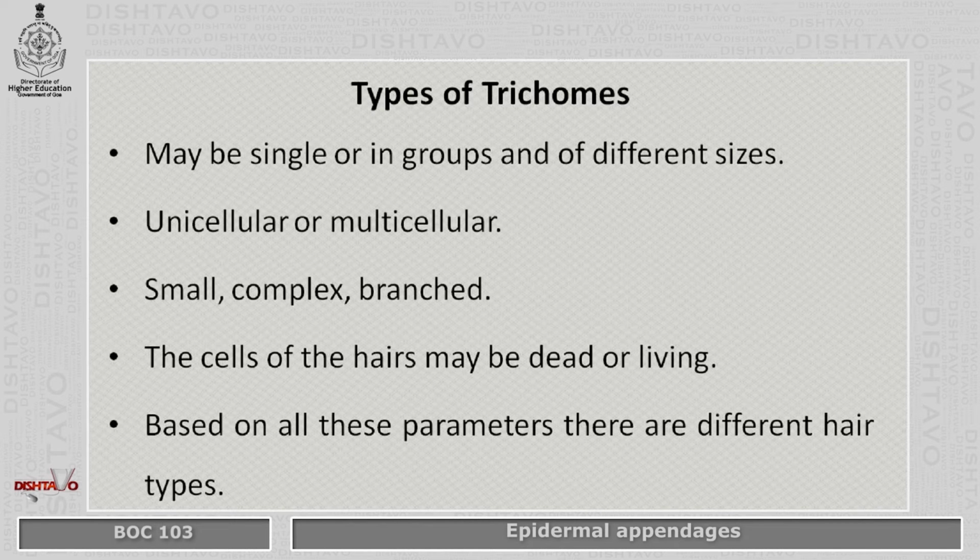There are different kinds of trichomes. They may be single or in groups and of different sizes. Trichomes can be unicellular or multicellular. They can be small, complex, and branched. The cells of the hairs may be dead or living. Based on all these parameters, there are different hair types.